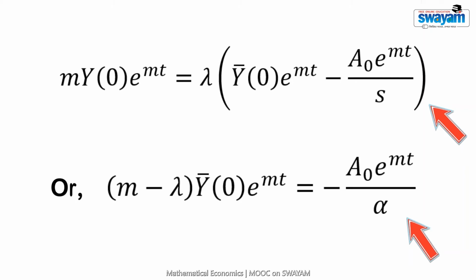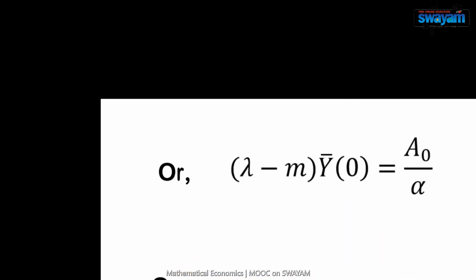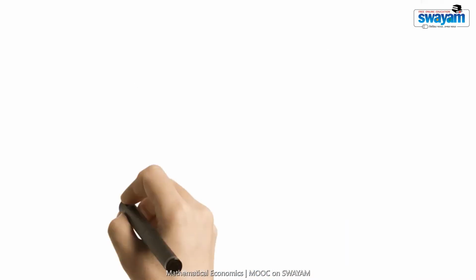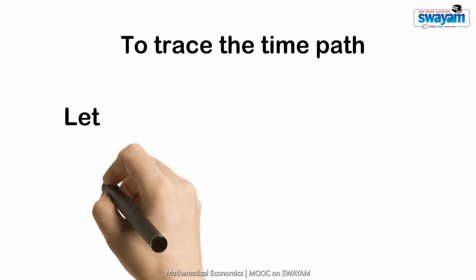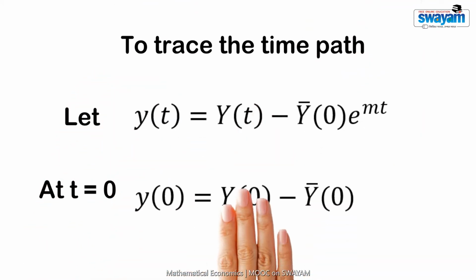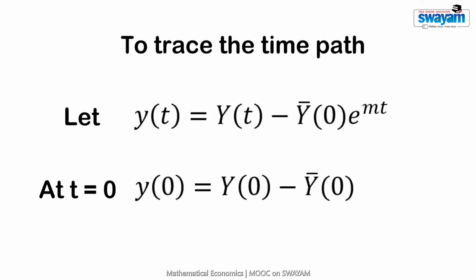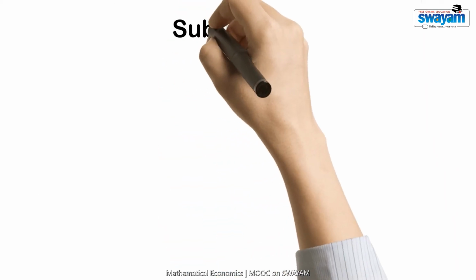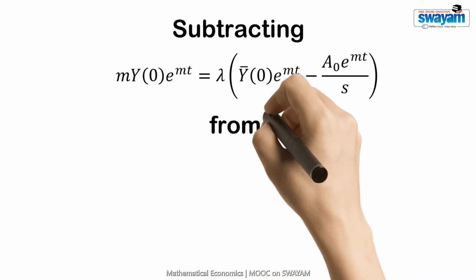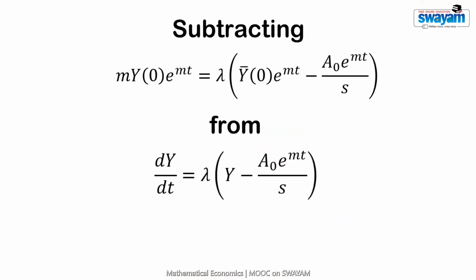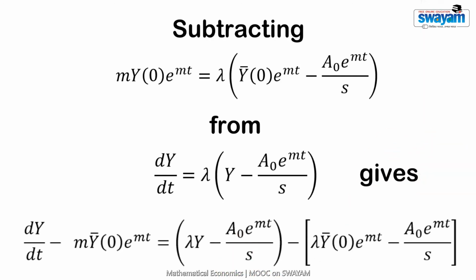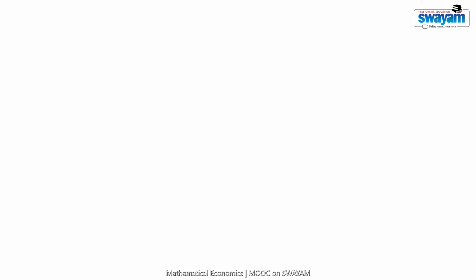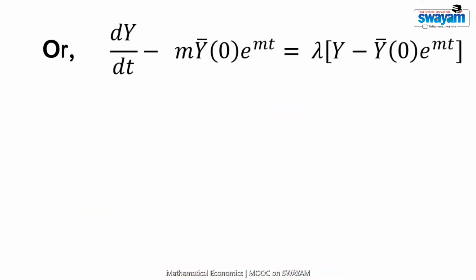Simplifying further gives us this result. In order to trace the time path, let us consider this relation. At the initial time period, we get this value. Let us now subtract these two equations. You can pause the video and go back to find the two equations. So, after subtracting, we have this result. And simplifying gives us this result.